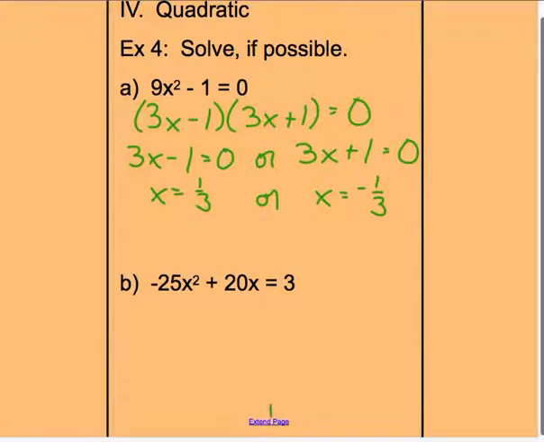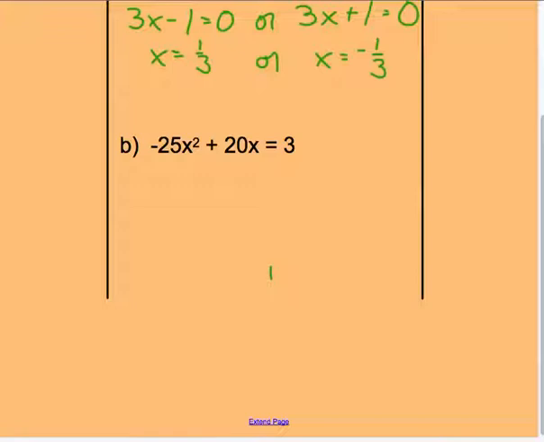For part B, we have to get it equal to 0 before we can factor. So again, I'm going to reorganize this so that my leading coefficient is positive. So I'm going to add 25x squared and subtract 20x. But I'm going to organize it so that all of our terms are on the left-hand side, just because that's what we're used to seeing when we have our quadratic equation set up. So I added 25x squared to both sides, subtracted 20x from both sides, and 3 stayed on the right-hand side.